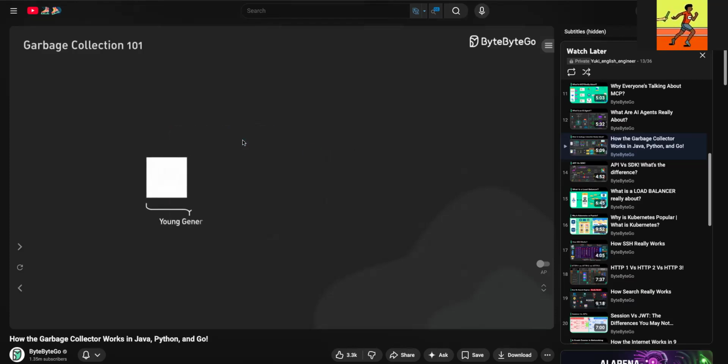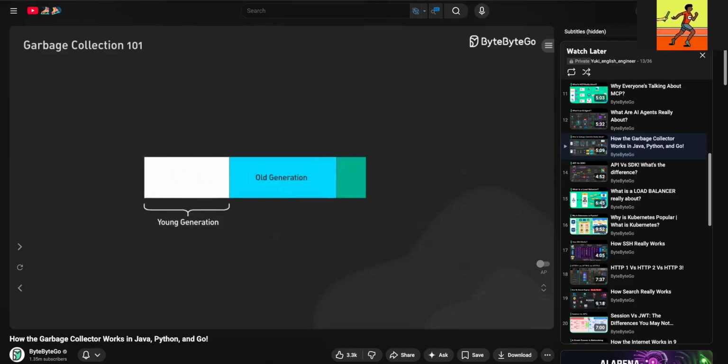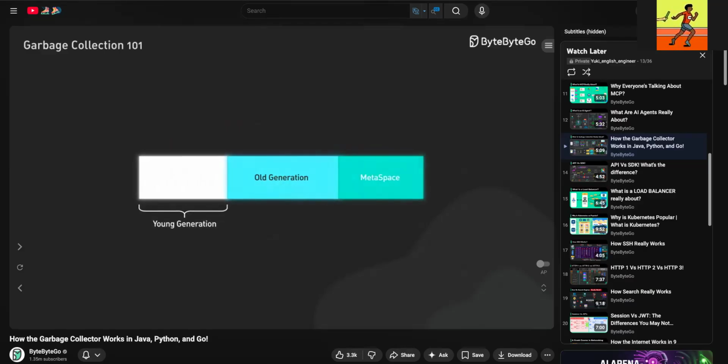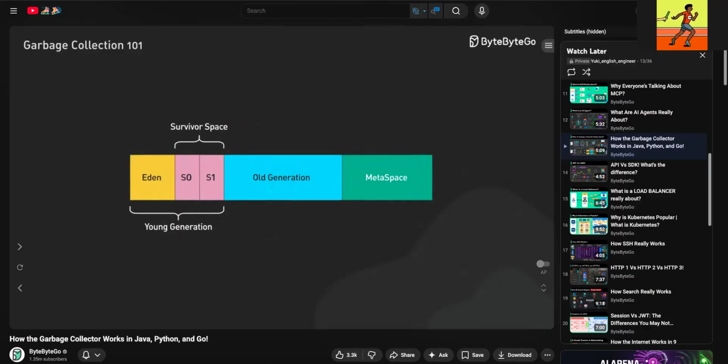In the Java Virtual Machine, memory is divided into three main areas: the young generation, old generation, and metaspace. New objects start life in the young generation's Eden space. If they survive multiple collection cycles, they graduate to the survivor space within the young generation.